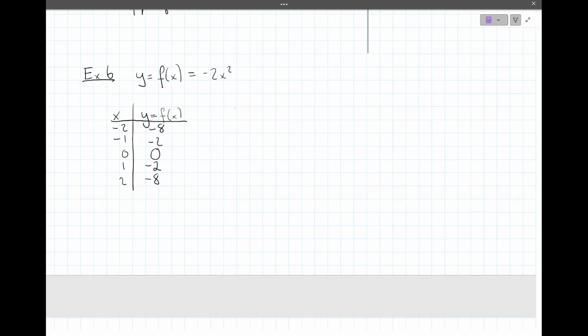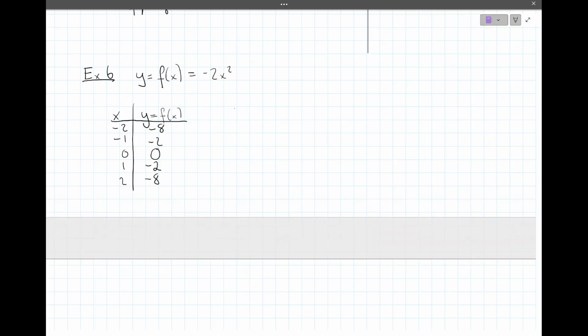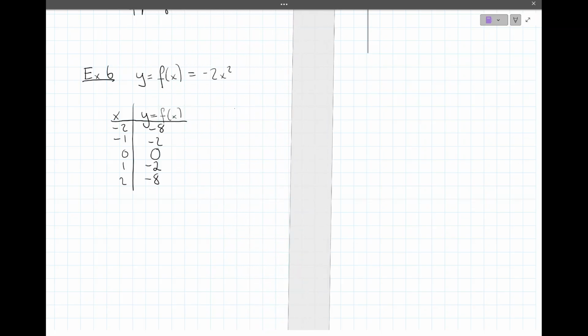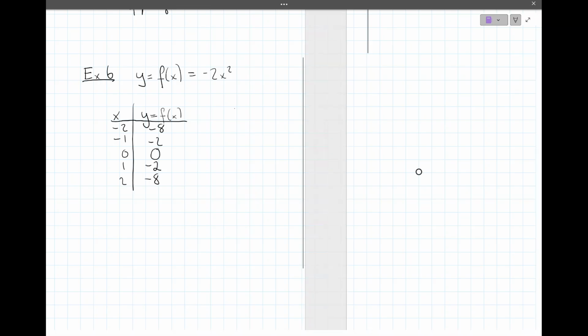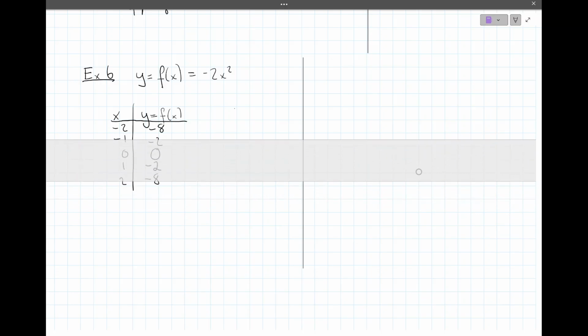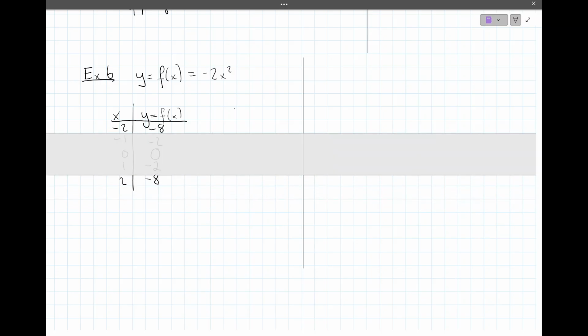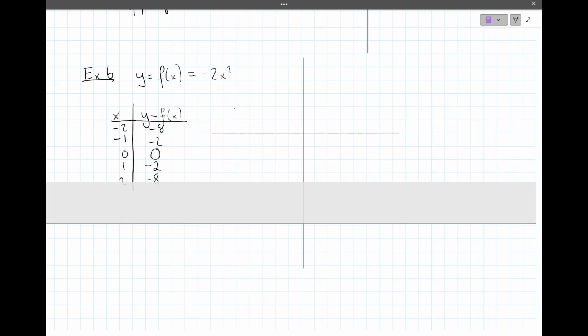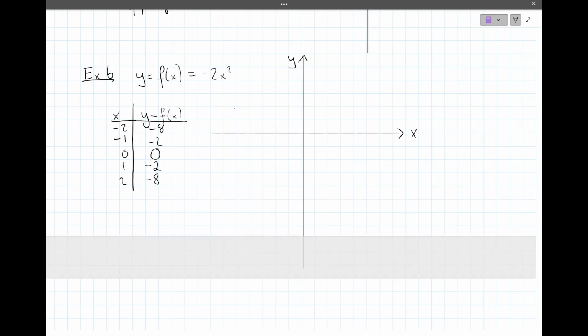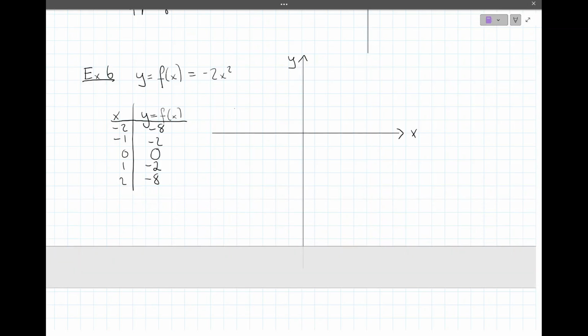Now, if I did 3, I'd get 3 squared, which is 9. 9 times -2 is -18. So I'm not going to be able to fit those on the graph very well, right? If I have a function that is increasing a lot like this, making it hit its y values faster, we'll be able to use fewer points for it, right?